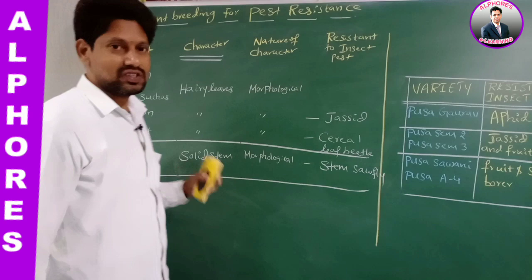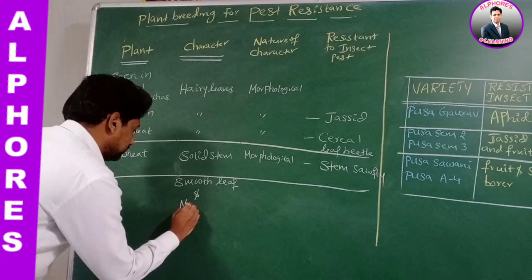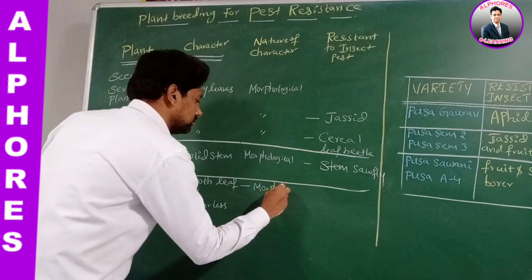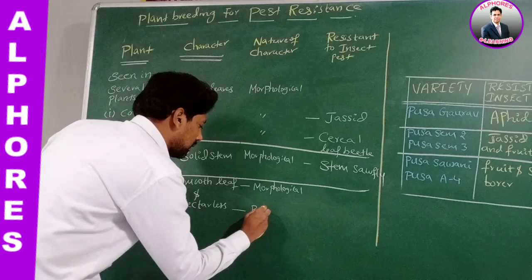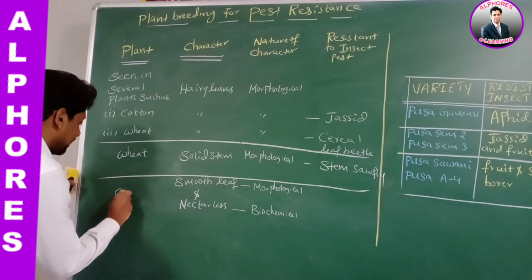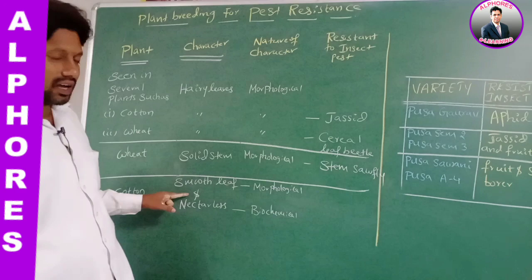What is the next character, sir? Smooth leaf and nectarless. Smooth leaf is a morphological character, whereas nectarless is a biochemical character. Nectarless is which character, sir? Biochemical character. Where can we see this smooth leaf and nectarless character, sir? In the case of cotton. Therefore, smooth leaf and nectarless in the case of cotton.